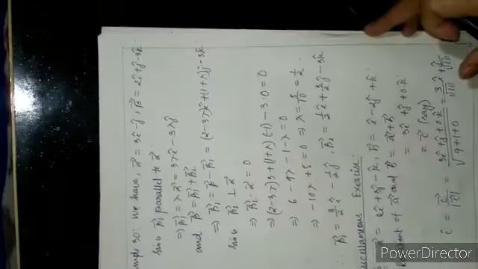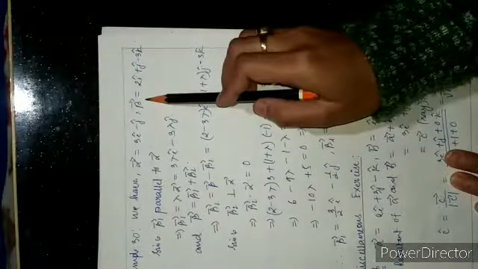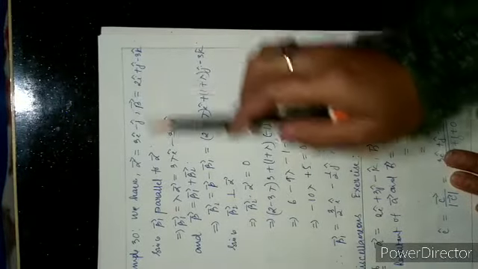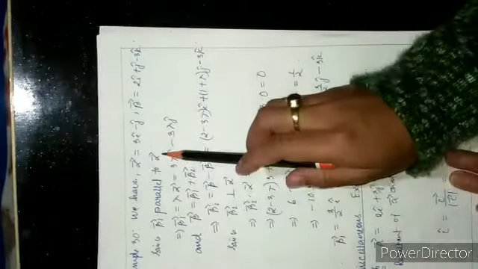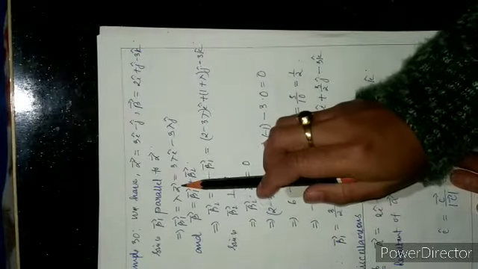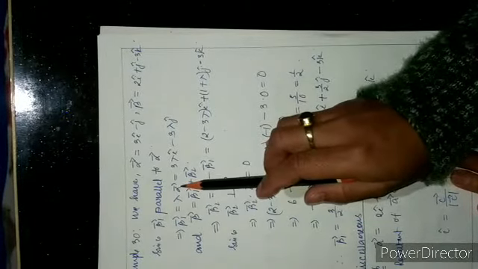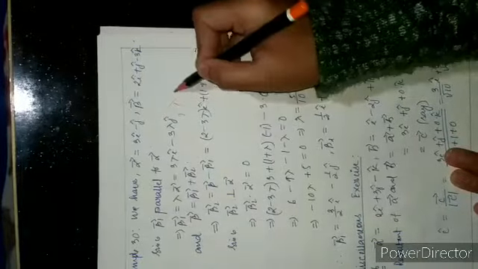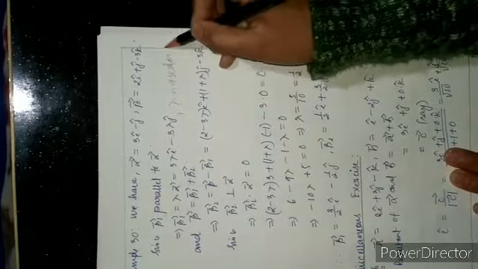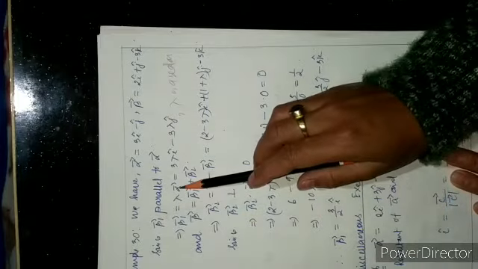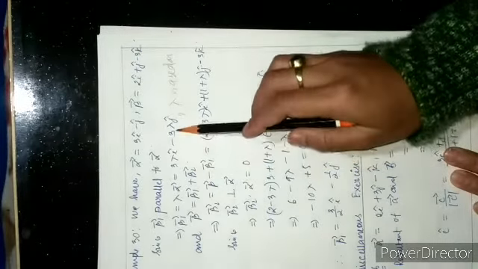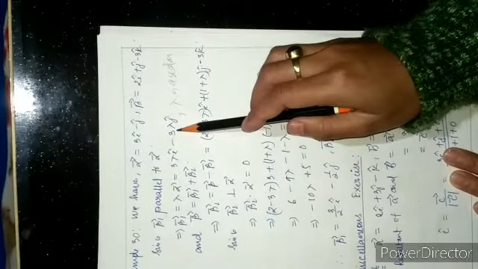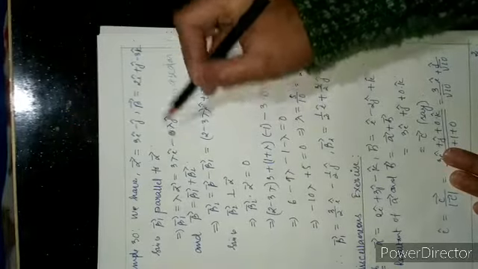Example number 30. Here we have two vectors, alpha vector and beta vector. Write the components of alpha and beta. Since beta 1 vector is parallel to alpha vector, beta 1 can be expressed as lambda alpha, where lambda is any scalar. Then all the components of alpha vector should be multiplied by lambda. We have 3 lambda i cap minus lambda j cap.